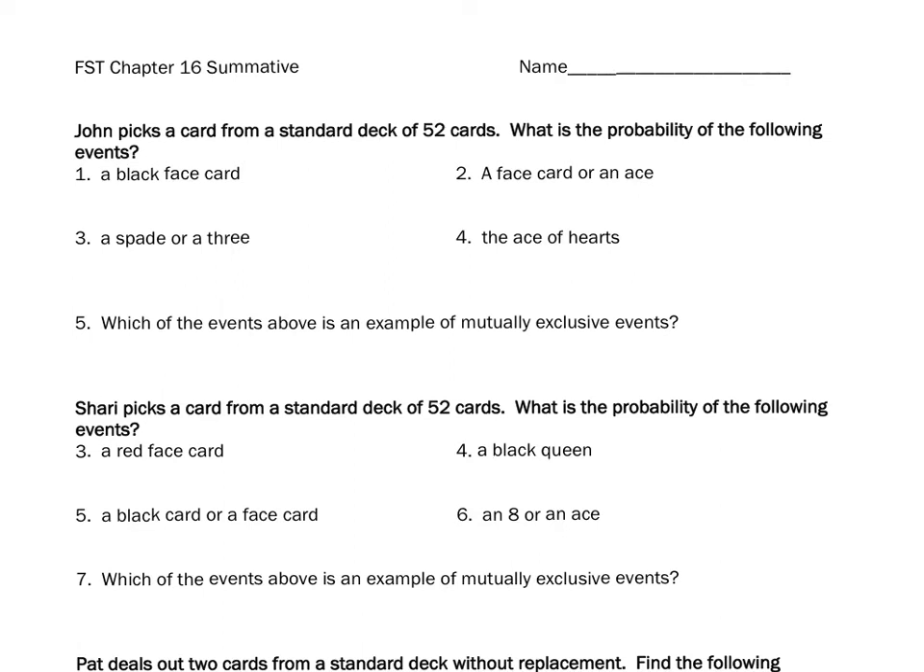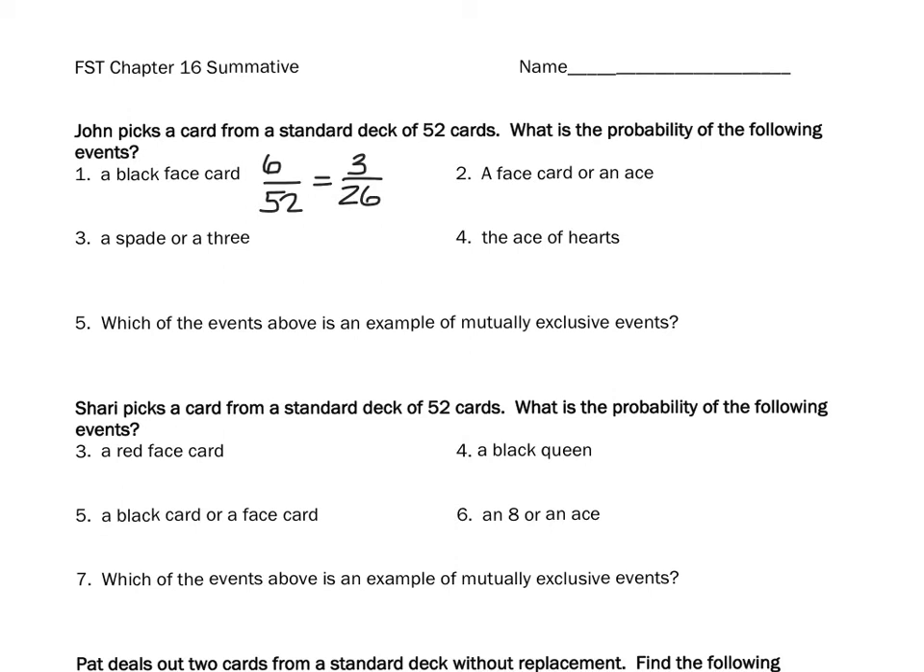Now, since there are 52 cards in the deck, our denominator is 52. How many black face cards are there? The Jack, Queen, and King of clubs and of spades, so there would be 6. And we simply reduce it, and it would be 3 out of 26.